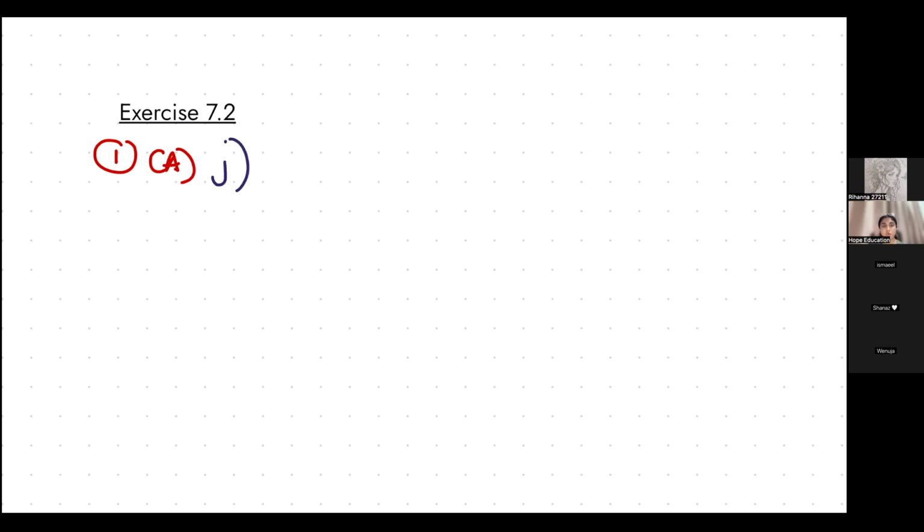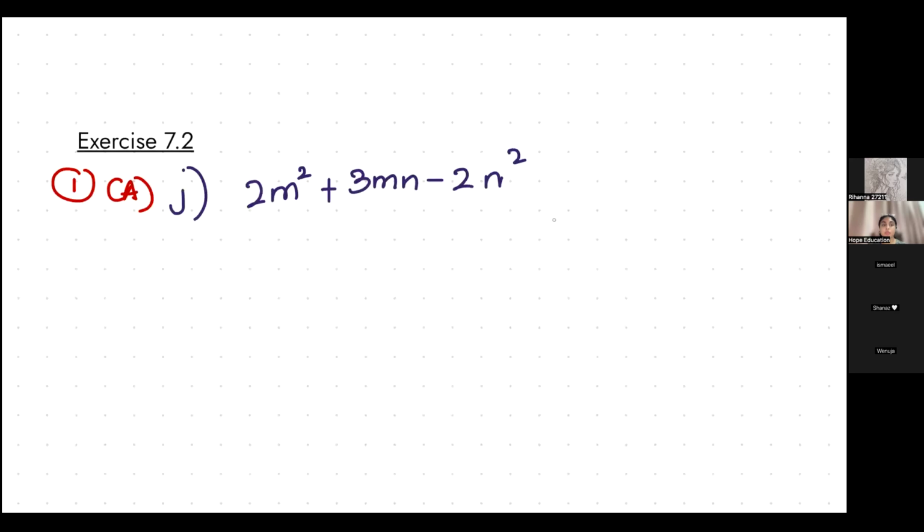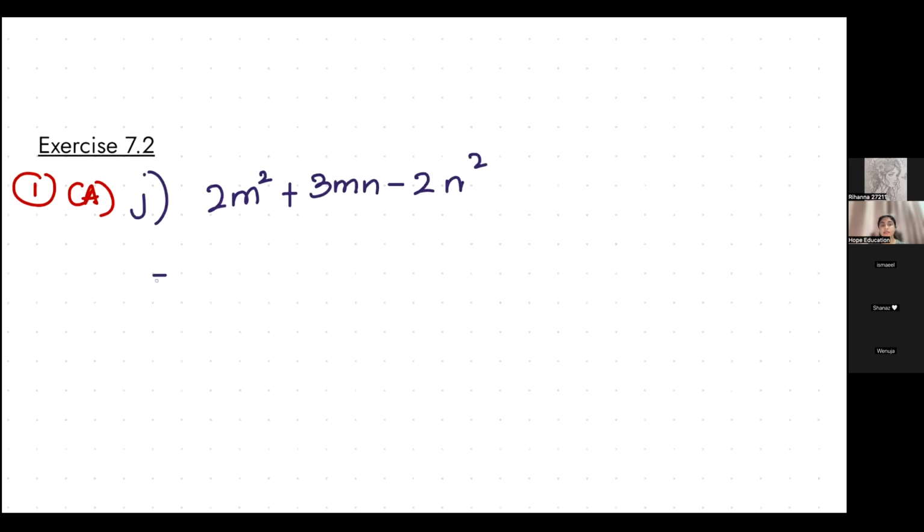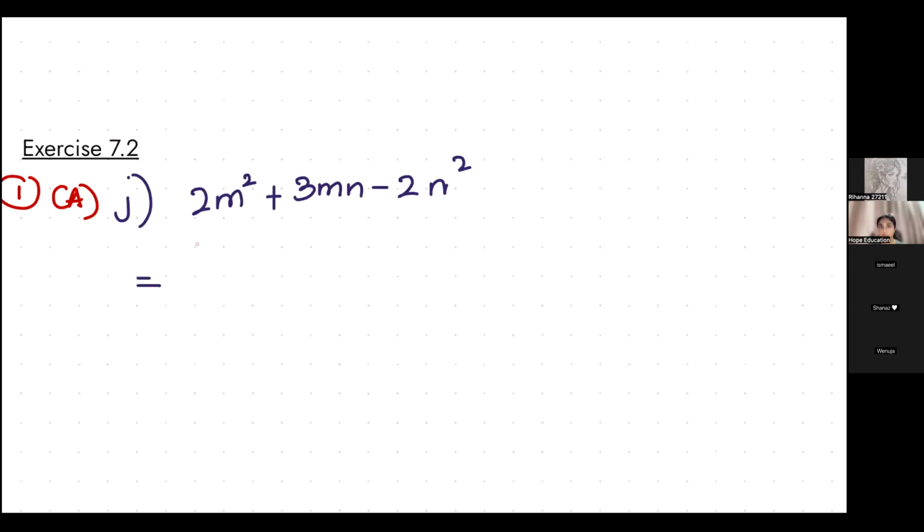So we have 2m squared plus 3mn minus 12 minus 2n squared. We will be done with this lesson today, good for us, so that we can move on to the next one. So we are going to multiply the first term and the last term. Here we have 2m squared. Here we have minus 2n squared.